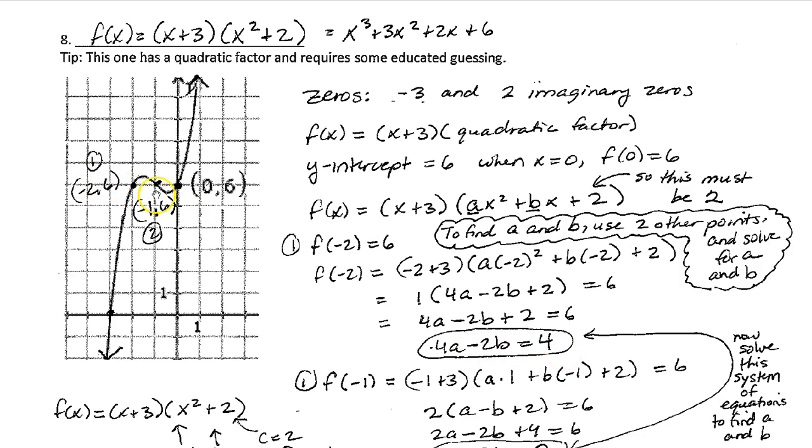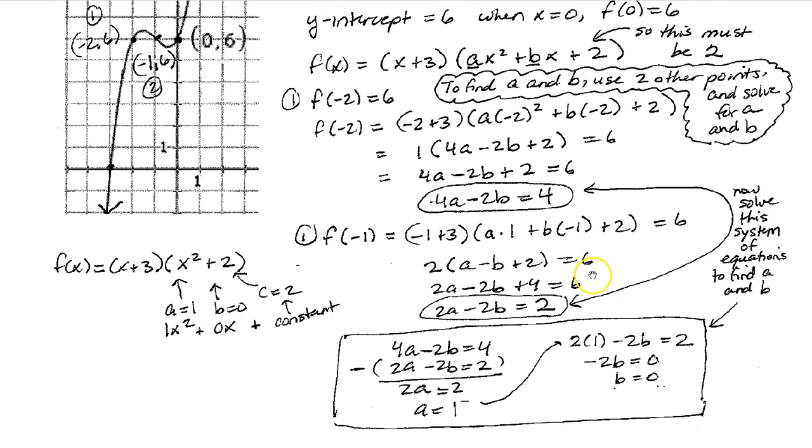Then I'm going to put -1 into the function, realizing that also has to equal 6. Let me scroll up a bit here. Okay, so if I put -1 into the function that I have up here, I end up with -1 plus 3, times a times -1 squared, which is 1, plus b times -1 plus 2. So 2 times a minus b plus 2 equals 6. If I simplify that, I end up with 2a minus 2b equals 2.